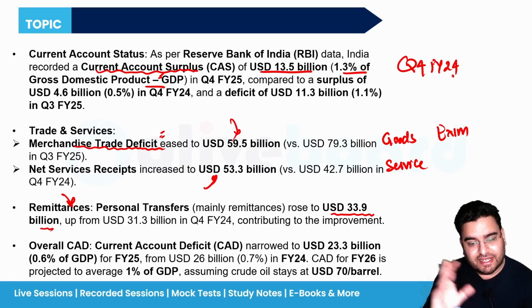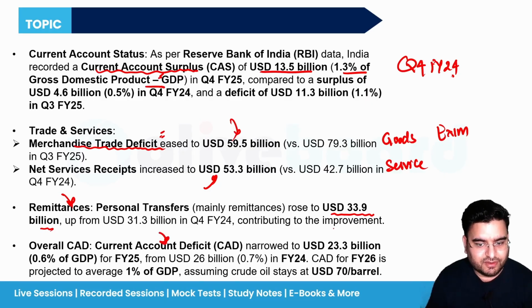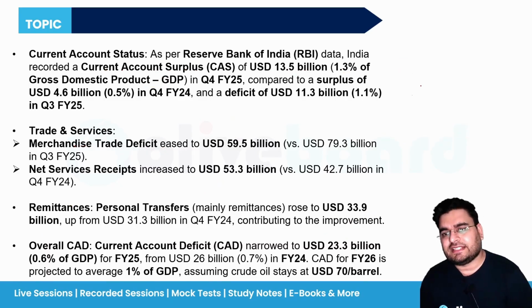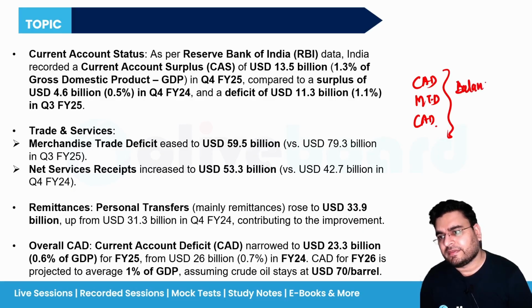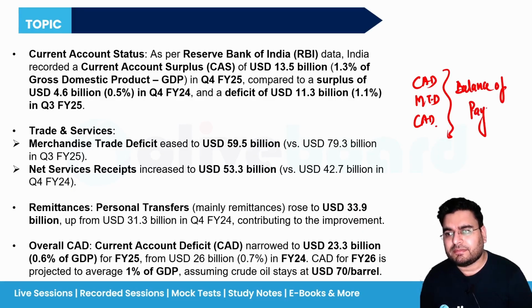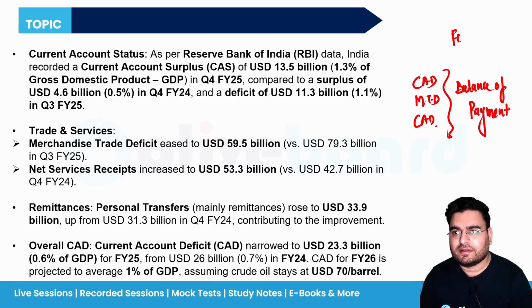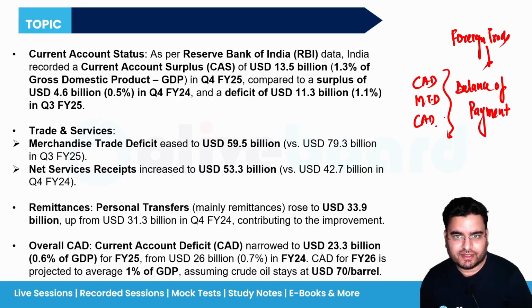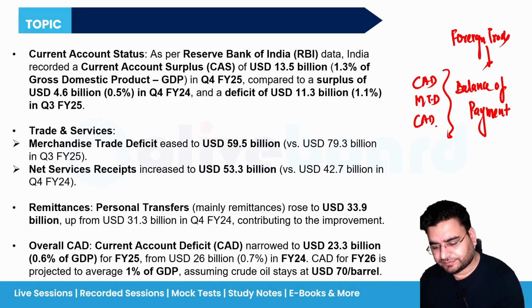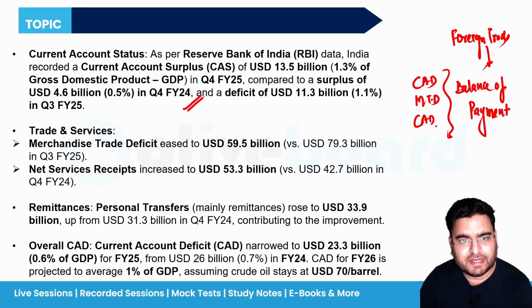But if I talk about the entire financial year, we are still in a current account deficit of $23.3 billion. Got it? So please remember all these terms: current account deficit, merchandise trade, overall current account deficit. These things we read in where? In balance of payment, which is an important part of what? Foreign trade. I have taken the static classes on this also, where I have explained each and every concept. Clear? So please remember this thing. Chalo. Just remember the first paragraph, that is more important.